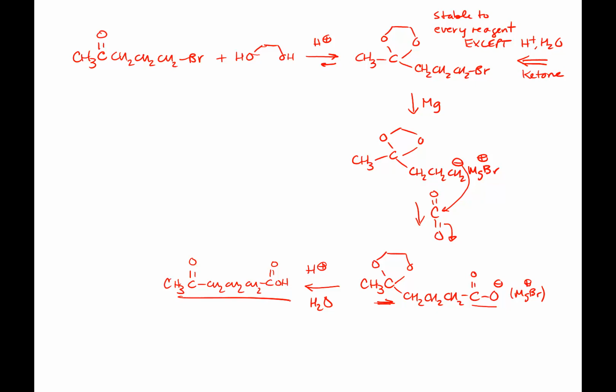So this is another example of protection and then deprotection. Okay. So this is a very useful reaction with aldehydes and ketones to protect them as cyclic acetals and cyclic ketals. And then you can do reactions, and then you end up stripping them off at the end.